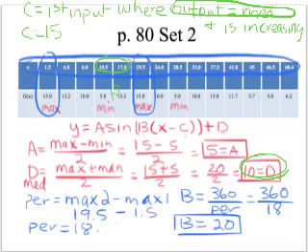So our equation is y equals A, which is 5, times the sine of B, which we found to be 20, times x minus C, which we found to be 15, plus D, which is 10.